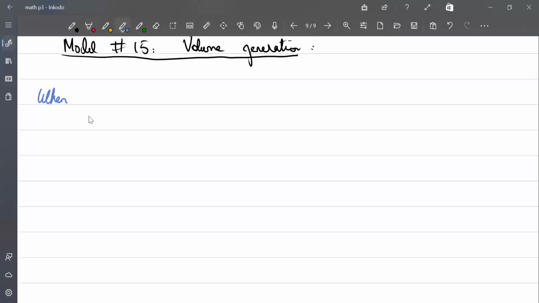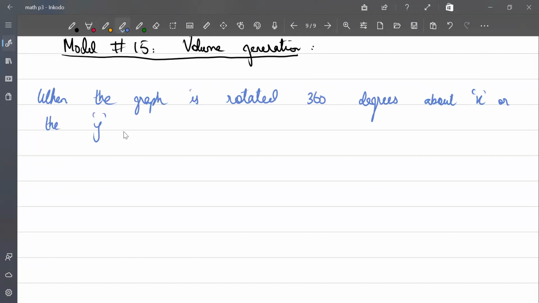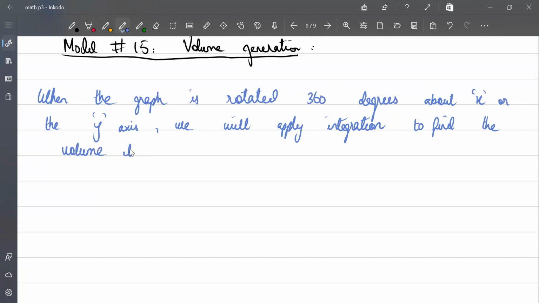When the graph is rotated 360 degrees about the x-axis or the y-axis, we will apply integration to find the volume it generates.